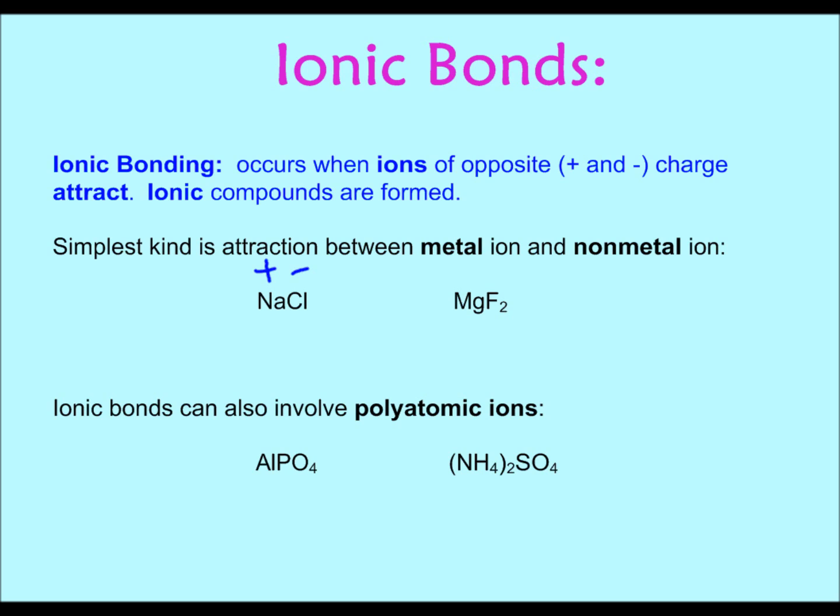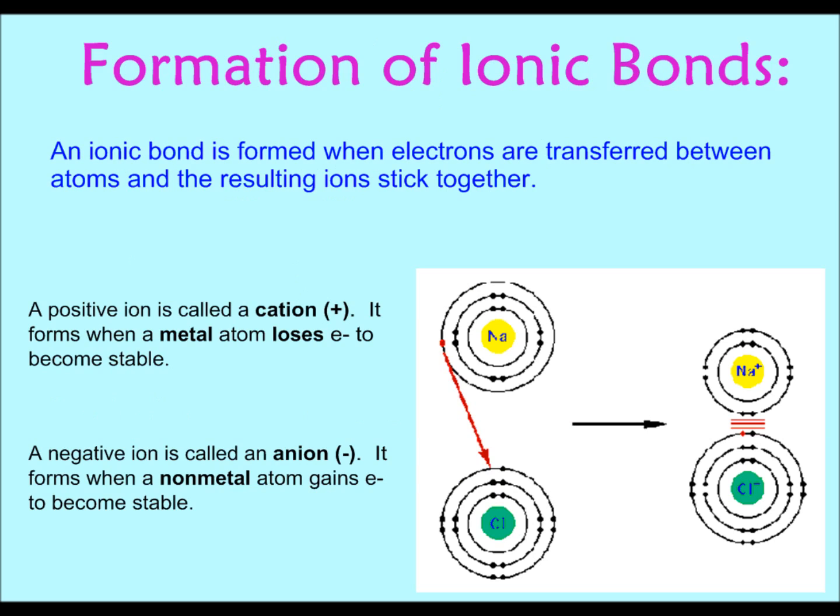Okay, and then you've got magnesium fluoride in this example. It says ionic bonds can also involve polyatomic ions. Polyatomic ions are the ones that are located on the back of our periodic table. So here we have aluminum phosphate, and then we have ammonium sulfate as our second example. So for ionic bonds, you can have 2 different types, a metal and non-metal, or you can have polyatomic ions involved as well.